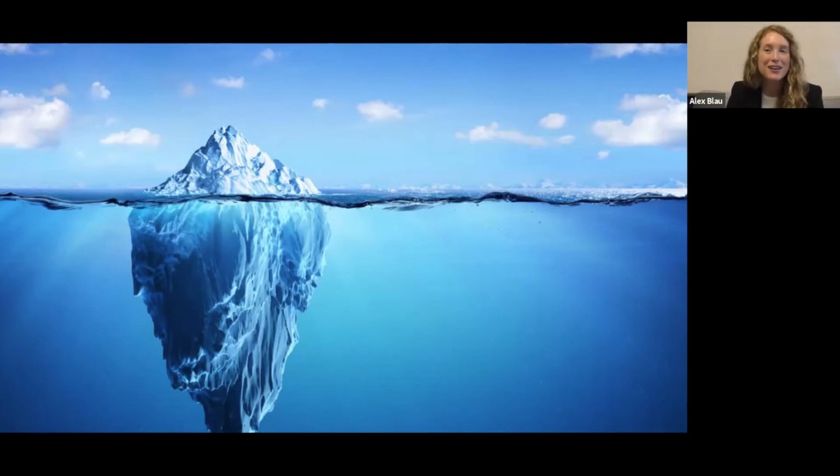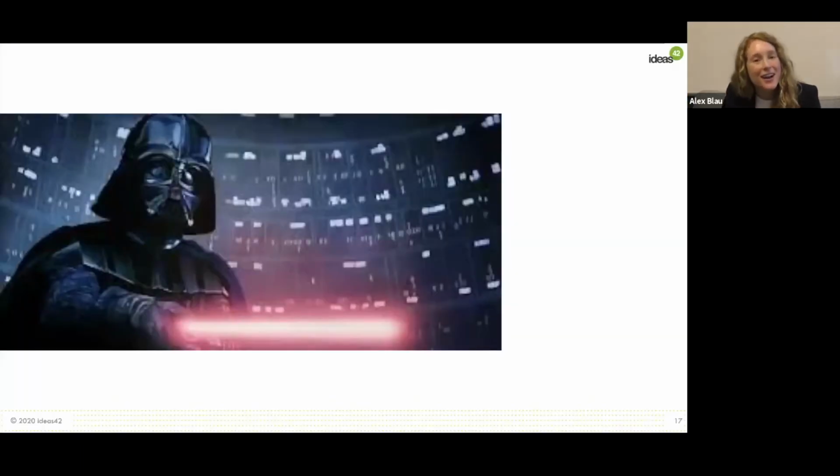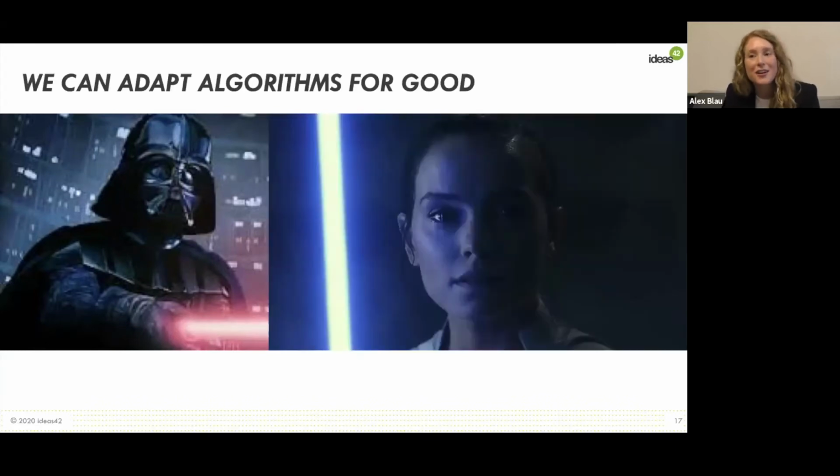But before I do that, I just want to mention that we recognize that algorithms have been used for the dark side. And we believe that there is a new generation of computer scientists that are contending with their past and looking for opportunities to adapt algorithms for good. And that's where we're focused.